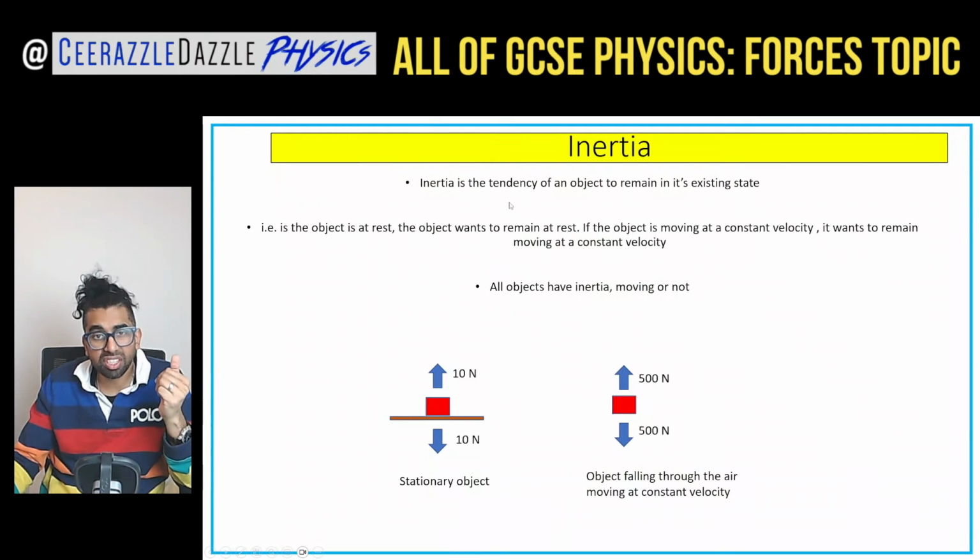Inertia. Inertia is the tendency of an object to remain in its existing state. So for example, if an object is at rest, it would like to remain at rest. If the object is moving at a constant velocity, it will want to remain at a constant velocity. All objects have inertia, moving or not. So there we go, we've got a stationary object. Yeah, inertia wants it to remain not moving. And look, an object moving at constant velocity, it wants to remain moving at constant velocity.